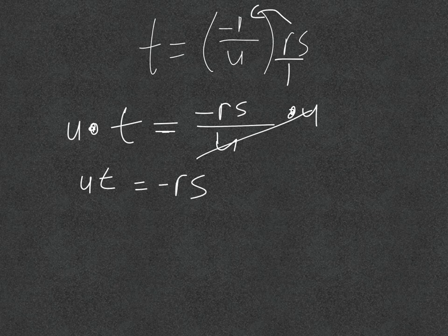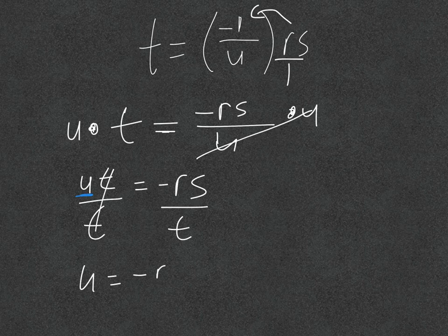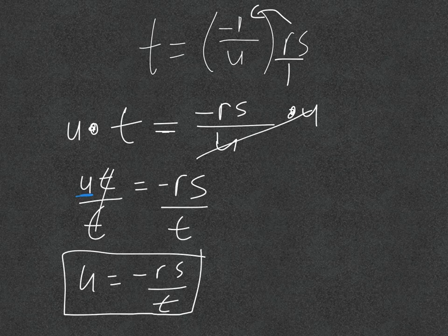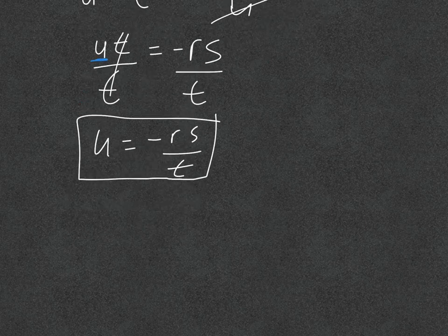And now, if we're solving for u, you guys know how to do this. All that's left is divide by t. Divide by t. And so our final answer here is u equals negative RS divided by t. Okay? So that's one way of solving it. Now, that's probably the way I would do it. But Brody suggested a different first move, and it was a valid thing. So I want to show you how you could maybe do that too.